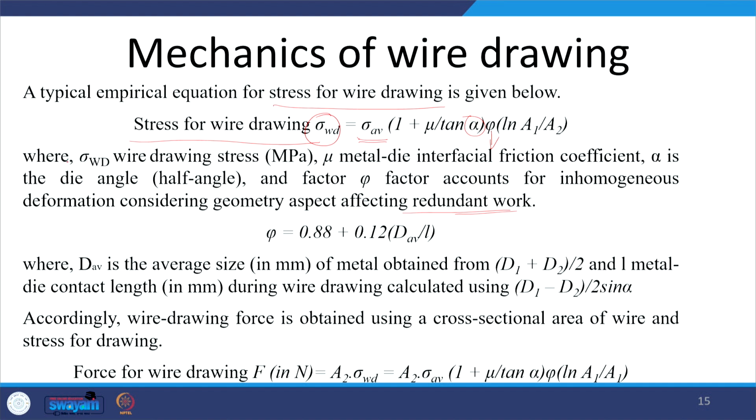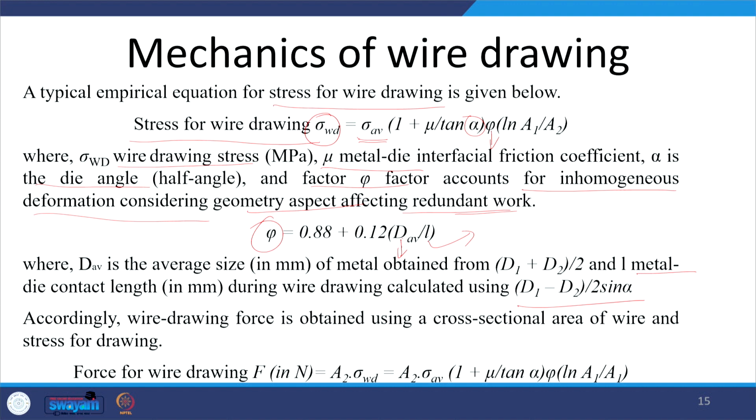So, here sigma WD is the wire drawing stress, mu is the friction and alpha is the die angle, that is the half angle, and the factor phi accounts for the inhomogeneous deformation, considering the geometry aspect affecting the redundant work. This phi is obtained using the equation 0.88 plus 0.12 multiplied by DAV divided by L, where DAV is the average diameter, (D1 plus D2) divided by 2, and L is the die contact length of the metal, obtained from the equation (D1 minus D2) divided by twice the sine of alpha.